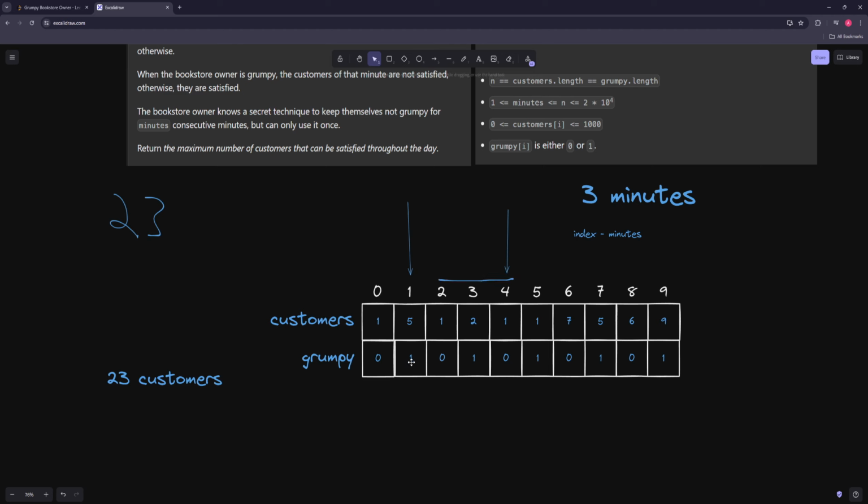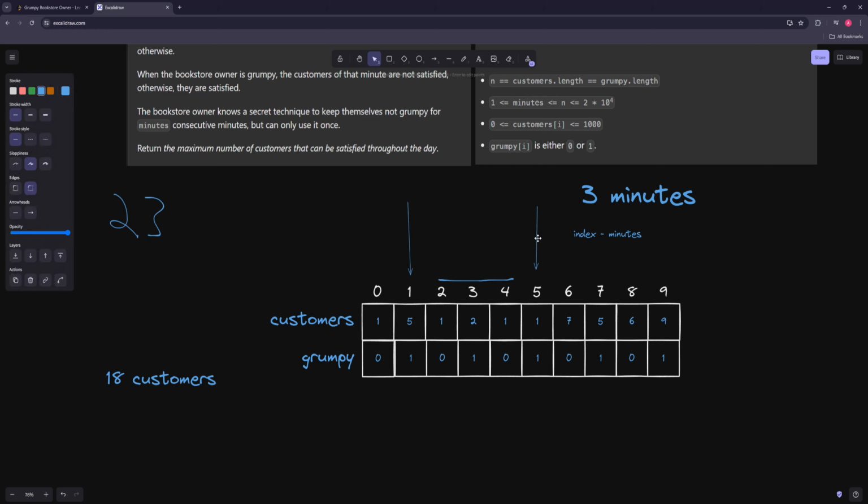And here we check once again, were they grumpy before? Yes, they were. So this is a value we need to decrease because they were grumpy before, but we used it for the technique. So now we're no longer using it, so we actually have to remove it. So we'll remove 5. So we have 18. Then we keep going. So here, do we add 1? Yes, we do, because they were grumpy, now they won't be.